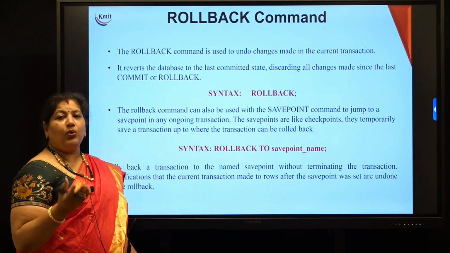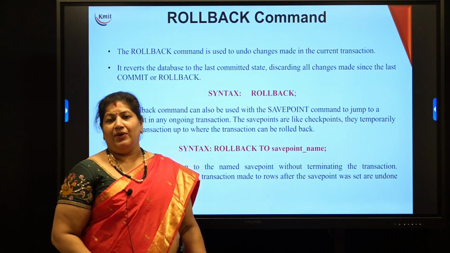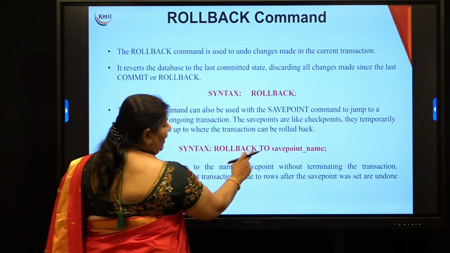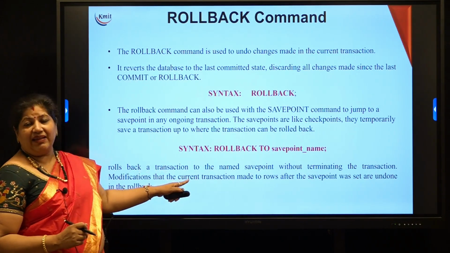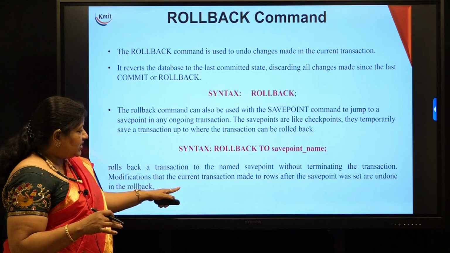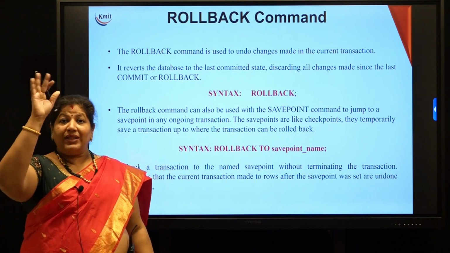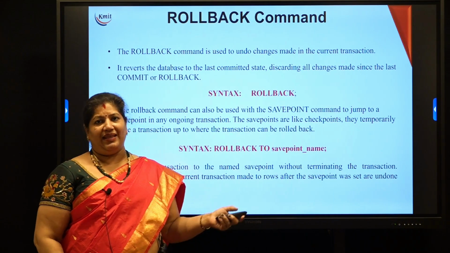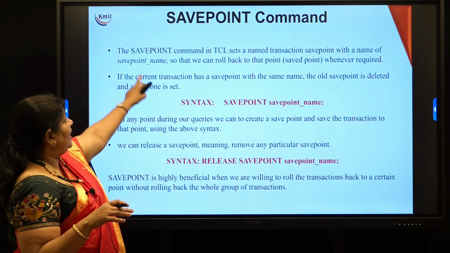In case you want to roll back to a checkpoint, save points are generally noted with a save point name or identifier. You use that identifier to roll back. So you say, rollback to save point name. It rolls back a transaction to a named save point without terminating the transaction. So modifications that the current transaction made to the rows after the save point are undone. Before that will be retained. Now you can take a decision whether to roll back further or otherwise to commit there. It is possible. So that is the benefit of save points. How to write save points or how to use save points?